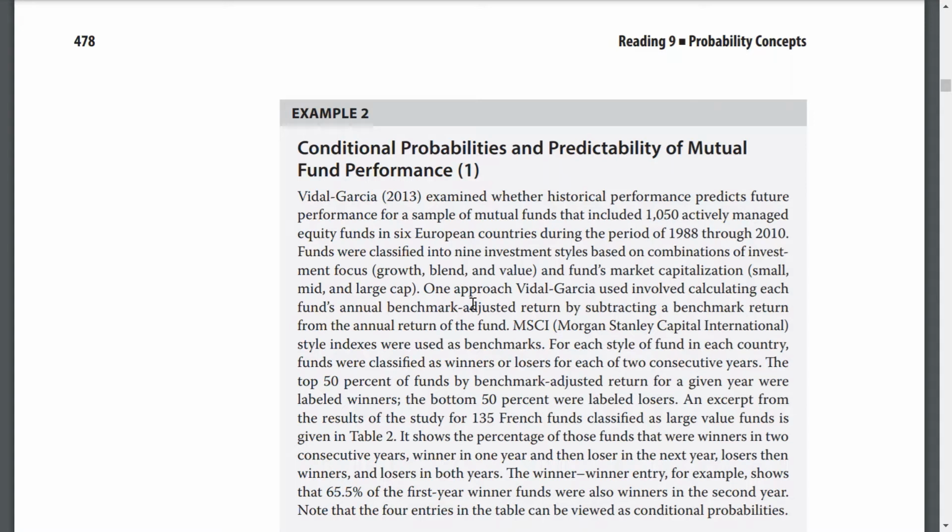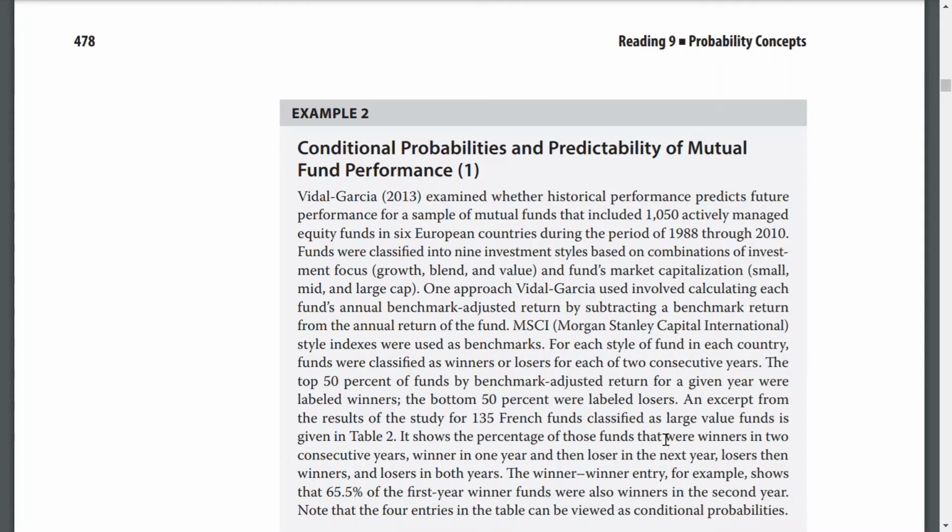One approach Vidal-Garcia used involved calculating each fund's annual benchmark-adjusted return by subtracting a benchmark return from the annual return of the fund. MSCI, or Morgan Stanley Capital International, style indices were used as benchmarks for each style of fund in each country. Funds were classified as winners or losers for each of 2 consecutive years. The top 50% of funds by benchmark-adjusted return for a given year were labeled winners. The bottom 50% were labeled losers.